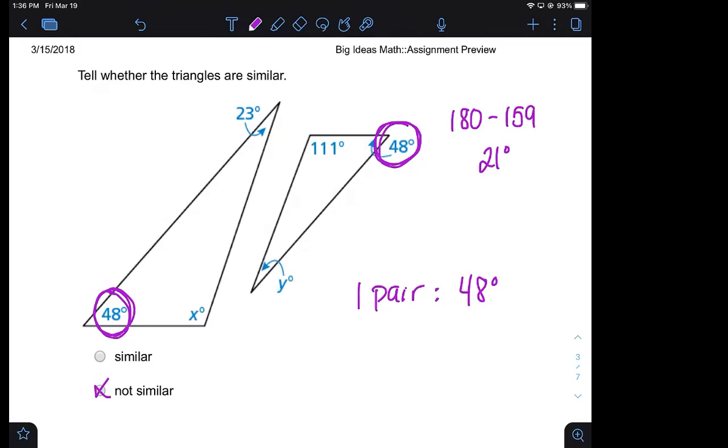The opposite angle would be 1. Yes, it'd be 2 degrees more than 111. Yep, they are not similar.